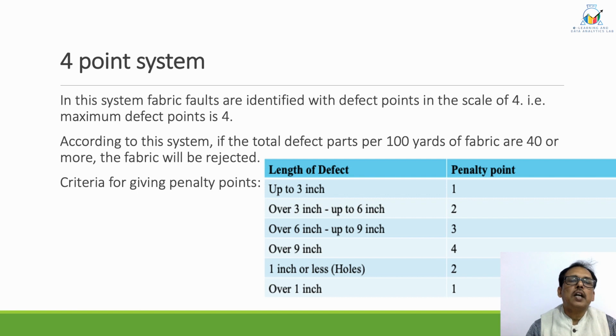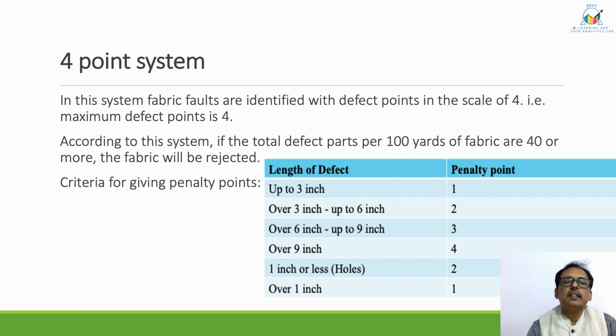This is a chart given. The 4-point system is a system in which fabric faults are identified with defect points on a scale of 4. Here, the maximum is 4 and the minimum is 1. That is, the maximum defect point is 4. According to the system, if the total defect points per 100 yards of fabric are 40 or more, then the fabric will be rejected.